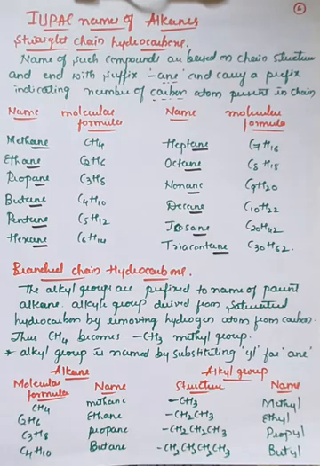Further, in the case of branched chain hydrocarbons, the alkyl groups are prefixed to the name of the parent alkane. The alkyl group is derived from the saturated hydrocarbon by removing a hydrogen atom from the carbon, so CH4 becomes CH3. Right? If you remove one of the hydrogen atoms, then it will convert into methyl. The methane is converted into methyl, right?